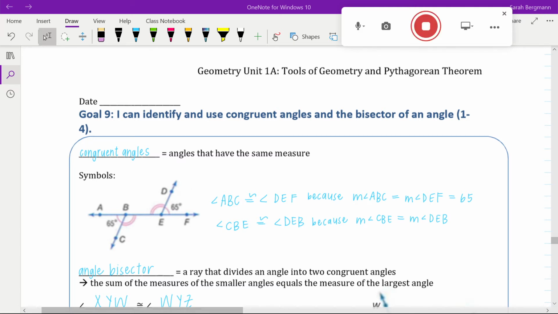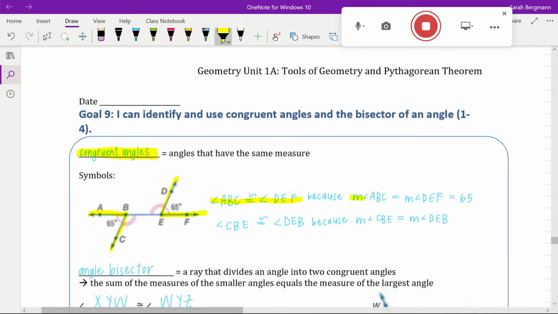The goal for today is to identify and use congruent angles and the bisector of an angle. Congruent angles, similar to congruent segments, are angles that have the same measure. So, for example, angle ABC is congruent to angle DEF. So let's highlight those in our figure. ABC is here, angle DEF is here.